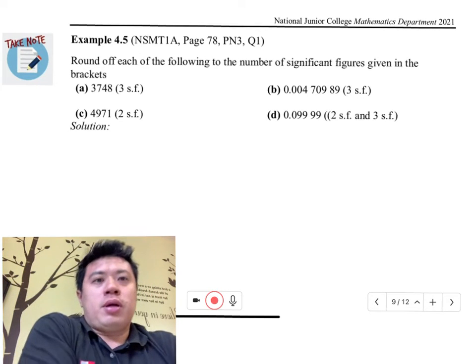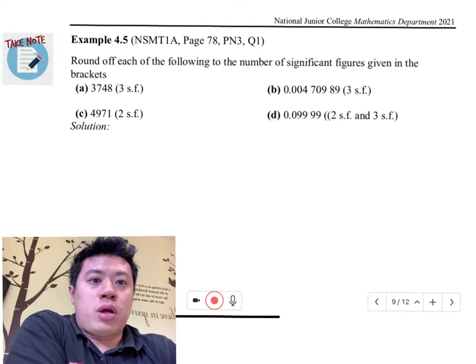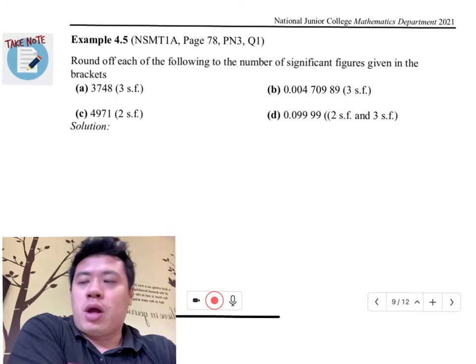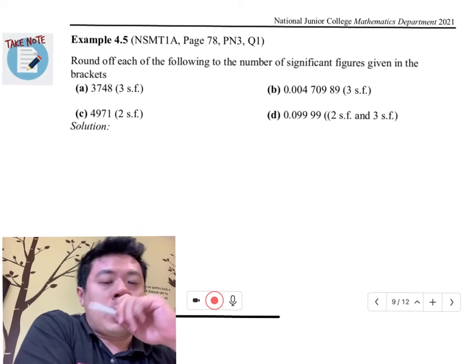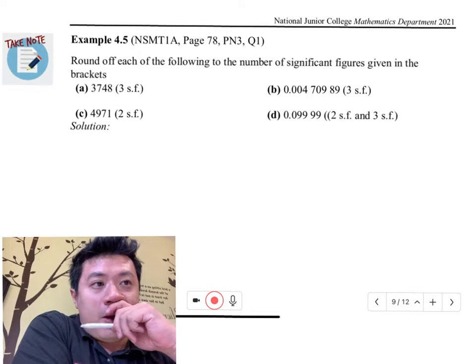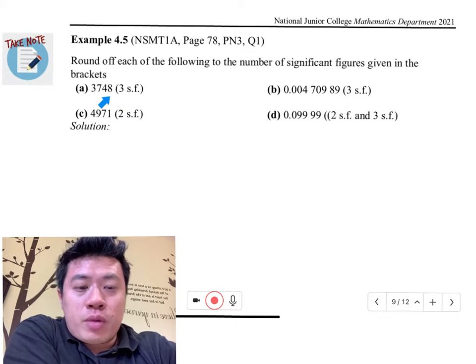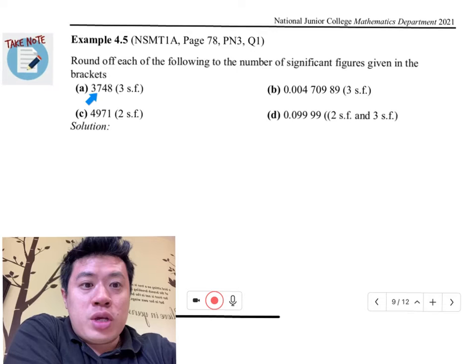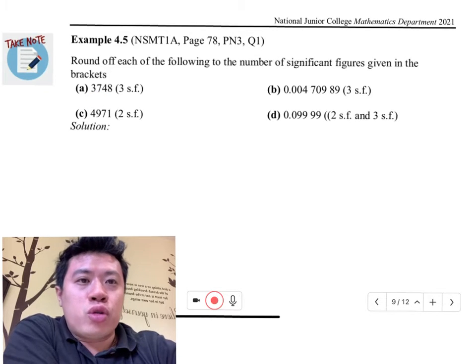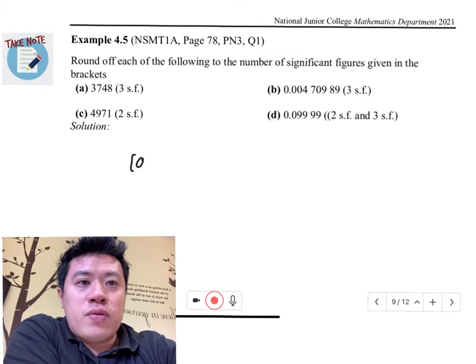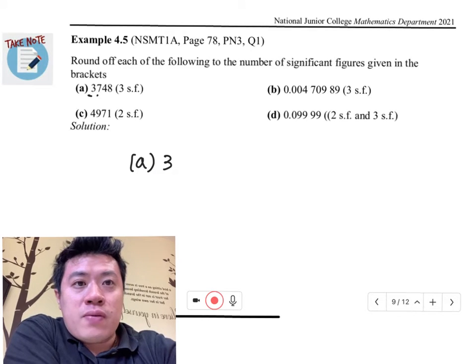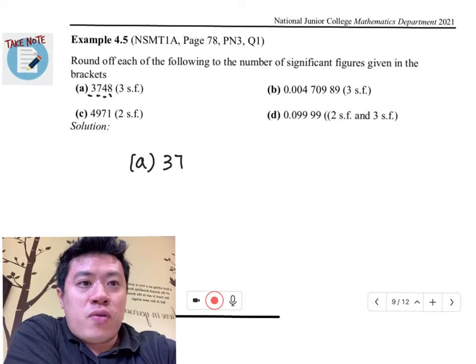So for this example, this is topic 2 part 4. We are basically rounding off the following to the number of significant figures given in the bracket. If you look at part A, we are supposed to round it off to 3 sig fig. So how do we usually do this? If you look at the first three, there's 3, there's 7, there's 4, there's 8. So 3, 7, 4, 8.